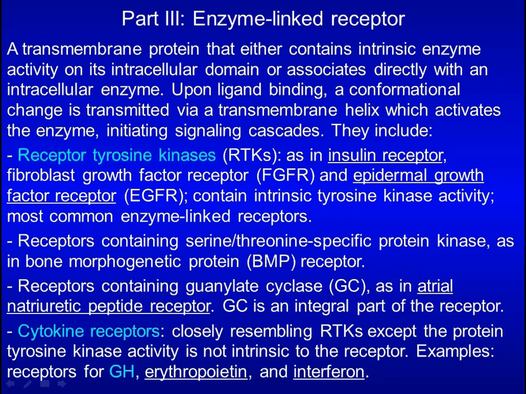Cytokine receptors closely resemble receptor tyrosine kinases, except the protein tyrosine kinase activity is not intrinsic to the receptor. They are separate enzymes. Well-known examples include growth hormone receptor, erythropoietin receptor, and interferon receptors. Today, we will focus on receptor tyrosine kinase and cytokine receptors.